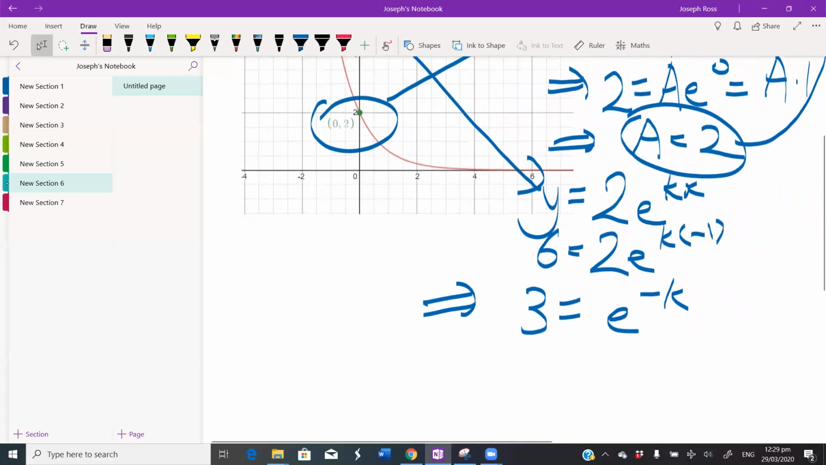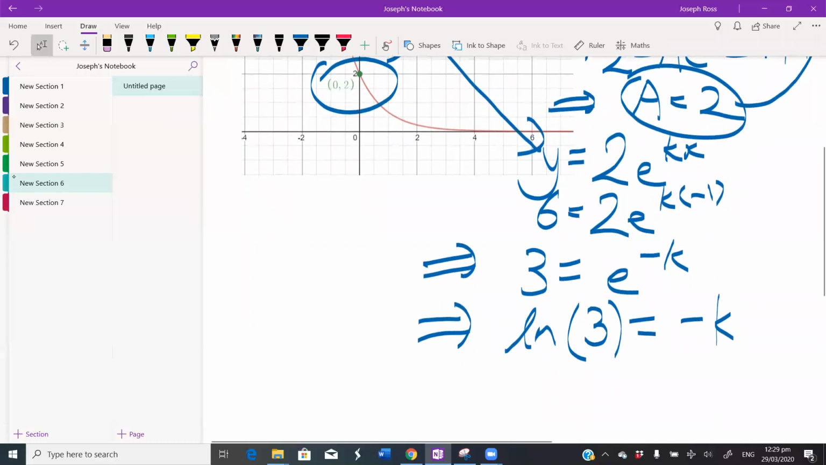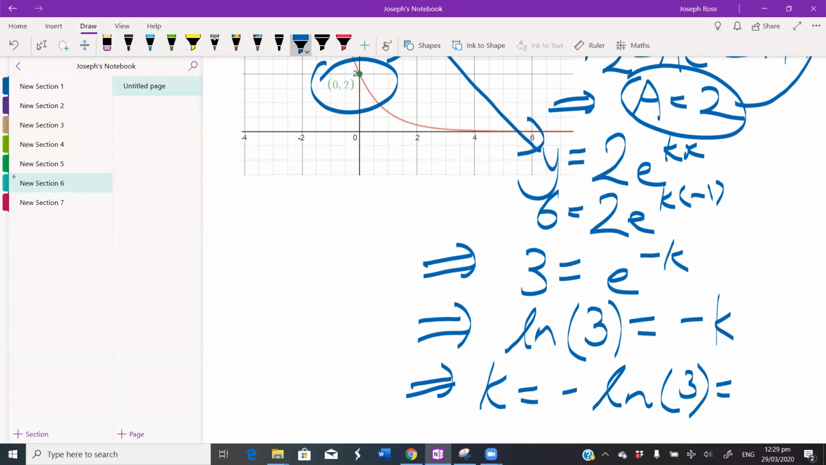And we need to get rid of the e next. To get rid of e, we need to take ln of both sides. So this gives you a bit of a revision of logarithms as well. So since we're getting rid of an e, we need to take ln of both sides. And on the right-hand side, we're going to be left with -k. And therefore, if we multiply that equation through by -1, we therefore get k is -ln of 3. And if we calculate that, we get -1.10.